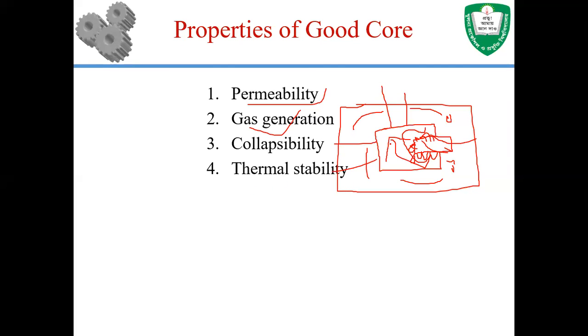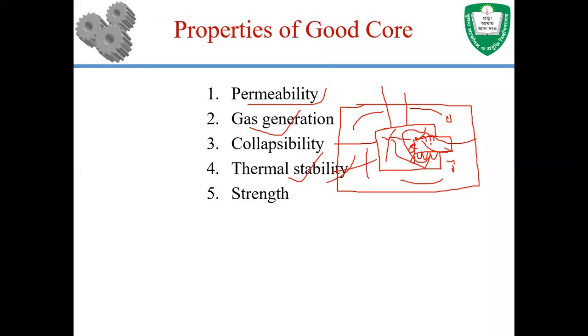Number four is thermal stability. As we use high temperature molten material in the cavity and the core is in contact with it, if the core breaks down at high temperature, then it will not serve the purpose. So the core should have high thermal stability so that it does not break, or bend, or react with the molten material, or break down at high temperature. That is called thermal stability.